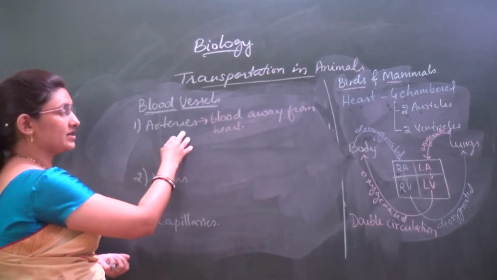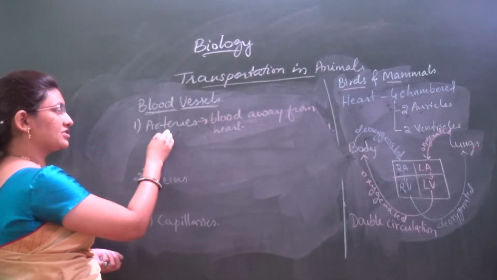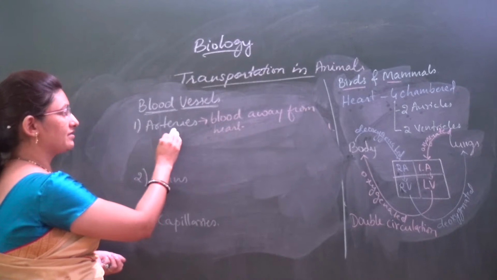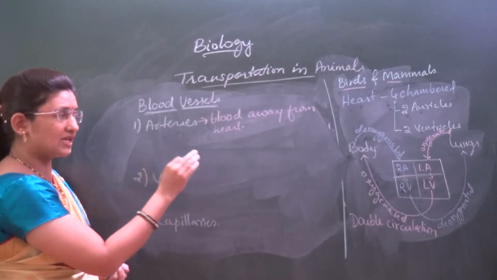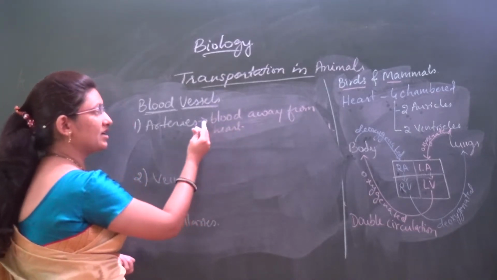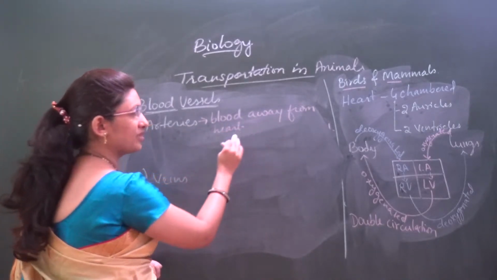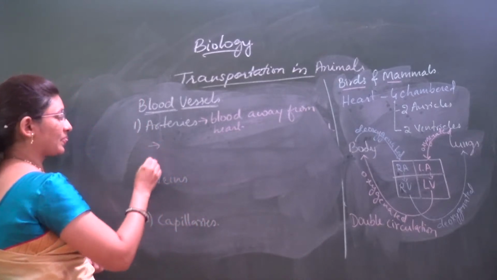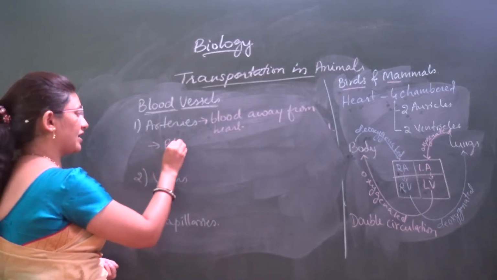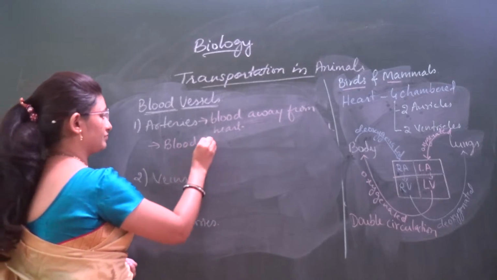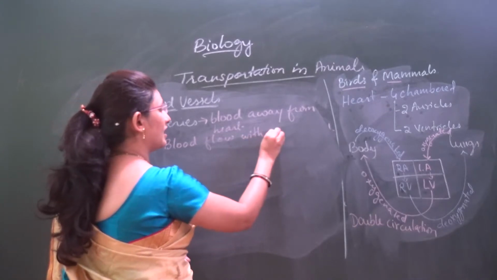Why? Because arteries usually take the oxygenated blood to each and every cell. These arteries further branch out into arterioles, and then carry the blood containing oxygen to the cells. That is why from the heart they take the blood to the cells. So we can mention: arteries take the blood away from the heart. Second, in the arteries, blood flows with a high pressure.